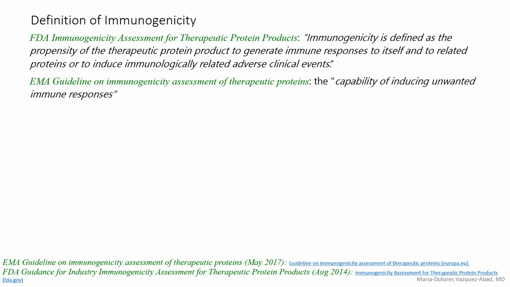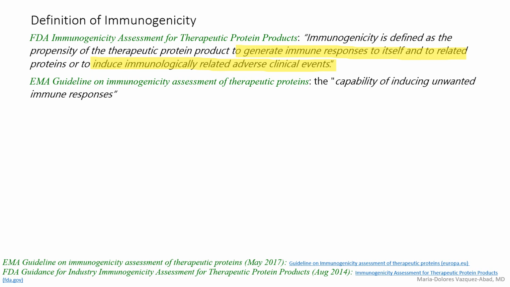By the FDA, it is the propensity of the therapeutic protein product to generate immune responses to itself and related proteins. The typical example would be an anti-drug antibody. This is generated by the drug and it's an antibody to the drug. But the second piece is very important: or to induce immunologically related adverse clinical events. In this case, these immunologically related adverse events are not directed or may not be directed to the drug.